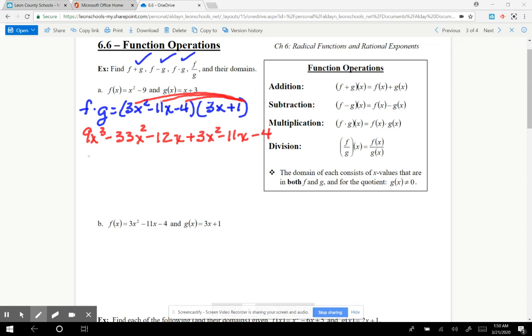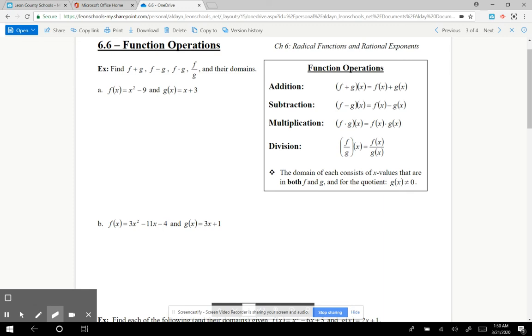All right, combine like terms. We have 9x cubed. The negative 33x squared and the 3x squared make a negative 30x squared. The negative 12x and the negative 11x make negative 23x. And then we just have a negative 4. So we've combined the cubics, we've combined the squareds, and we combined the x, and there wasn't anything to combine with the constant.